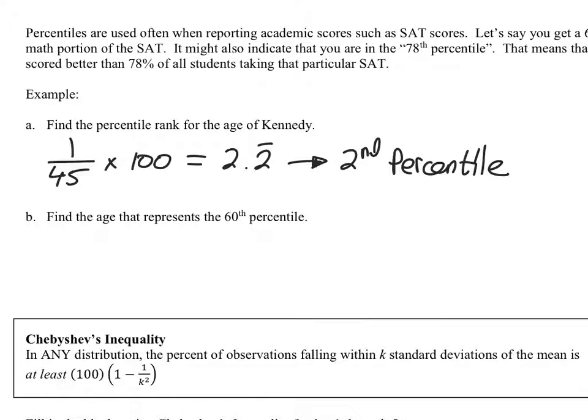Now, if you think about the process that we followed here, we took the number of values below a particular score, then we divided by the number in total, and then we multiplied by 100. So we're just going to do the exact opposite now. We're going to take the percentile and divide it by 100. That's going to give us 0.6. Then, instead of dividing by the total number of values in the set, we're going to multiply by the total number of values in the set. And that gives us 27 even.